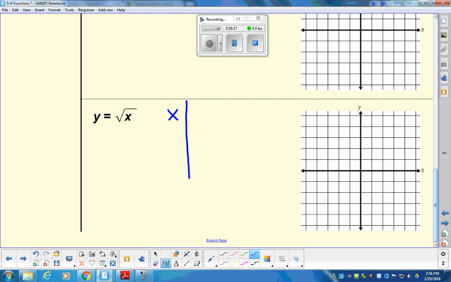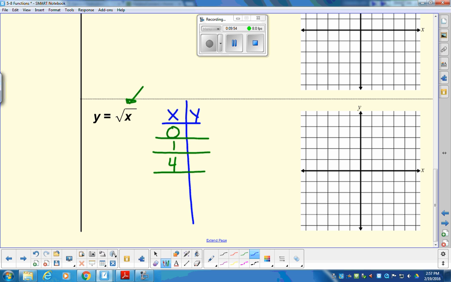So we're going to set up a table, x and y. This is the square root function. So normally we say pick -2, -1, 0, 1, and 2, but the problem is in a square root function, in a radical, you cannot have a negative on the inside. So no negative allowed on the inside. So we can only put positive numbers in there. So I'm going to pick 0, I'm going to pick 1, and I'm going to pick 4, because those are all really nice square roots.